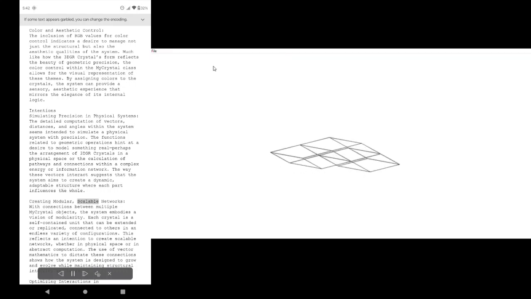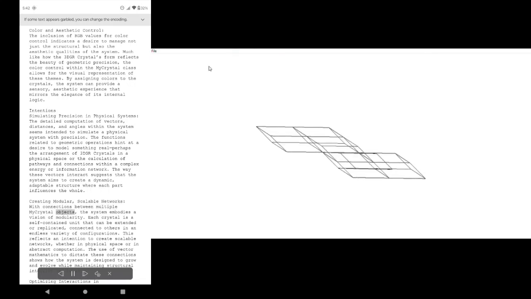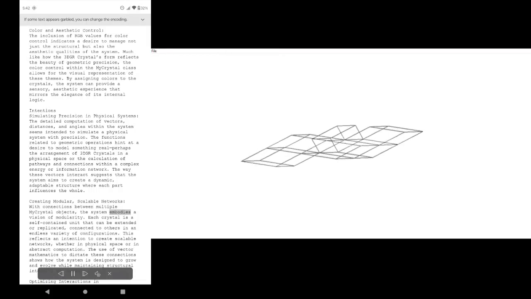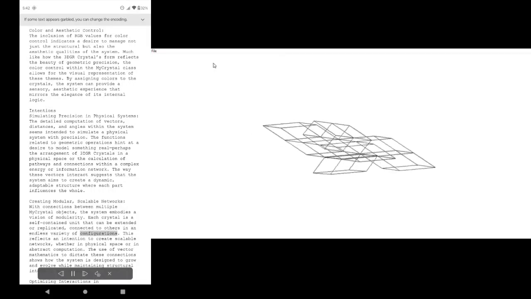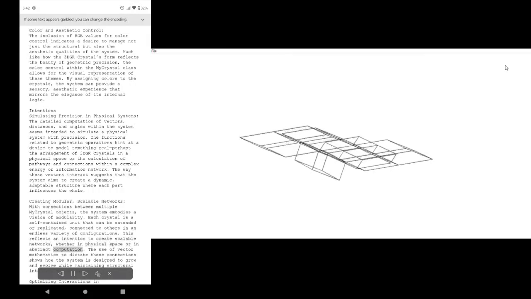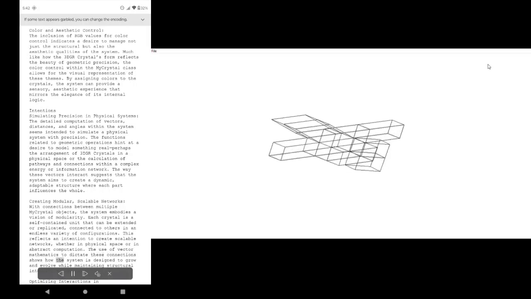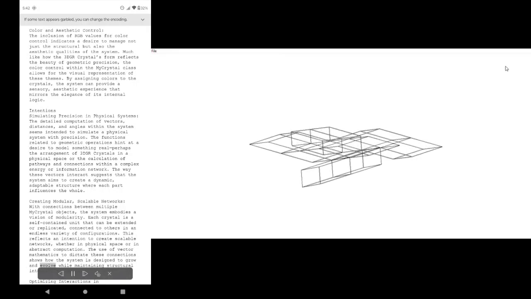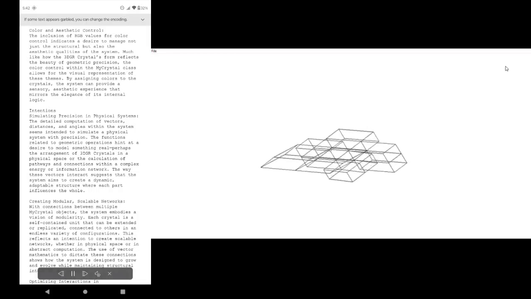Creating modular, scalable networks. With connections between multiple MyCrystal objects, the system embodies a vision of modularity. Each crystal is a self-contained unit that can be extended or replicated, connected to others in an endless variety of configurations. This reflects an intention to create scalable networks, whether in physical space or in abstract computation. The use of vector mathematics to dictate these connections shows how the system is designed to grow and evolve while maintaining structural integrity and balance.